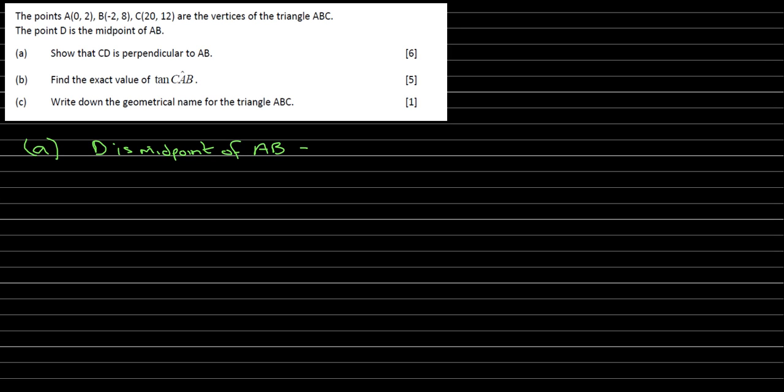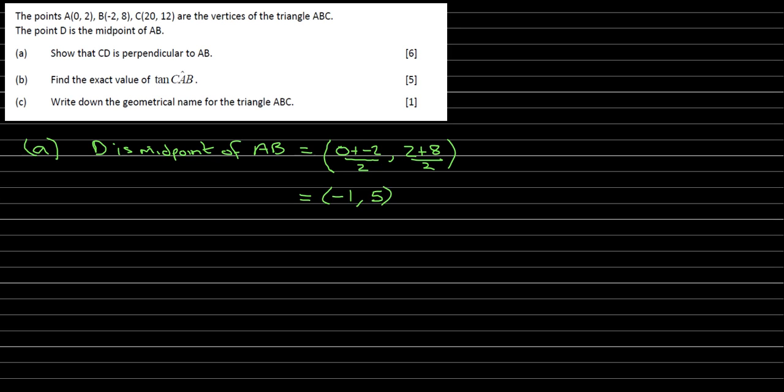So if we use the midpoint formula, we're simply going to work out the average of the x coordinates for AB. So 0 plus minus 2 divided by 2, and the average of the y coordinates, which is 2 and 8 divided by 2. So that gives us minus 1 and 5 for the coordinates of D.